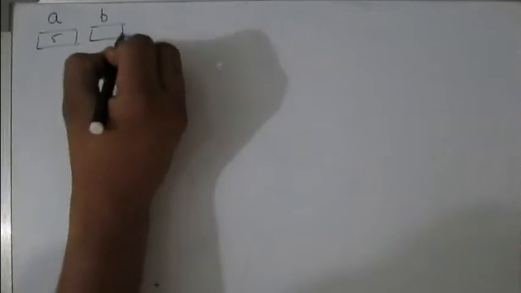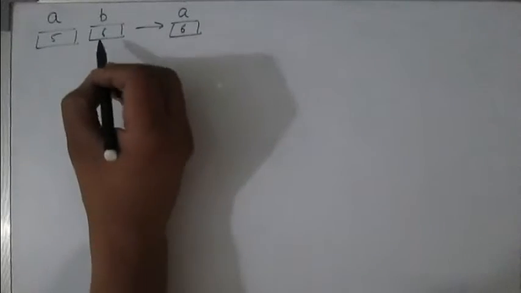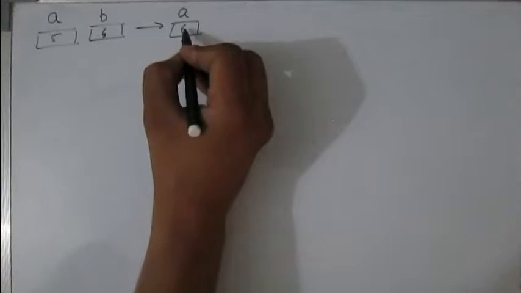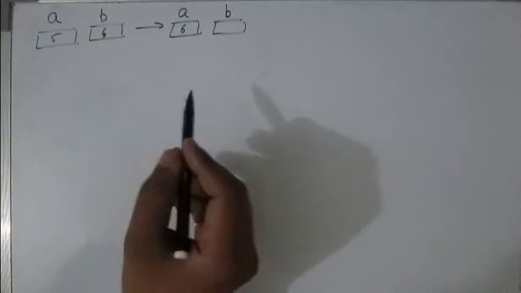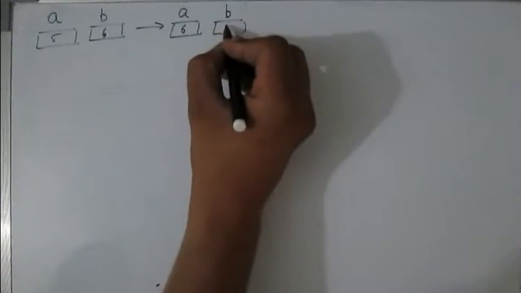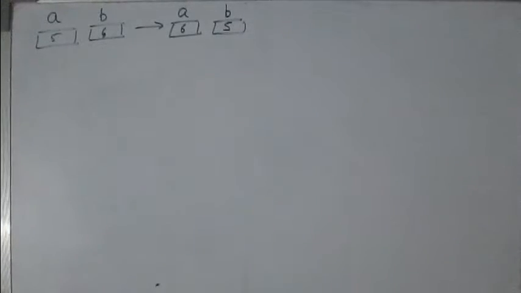Explain the importance of pointers. This example will swap two numbers stored in two variables. These are two variables and two values are stored in these variables. The 6 which was stored in B is now stored in A, and 5 which was stored in A will now be stored in B.